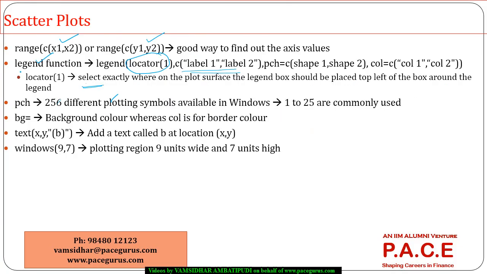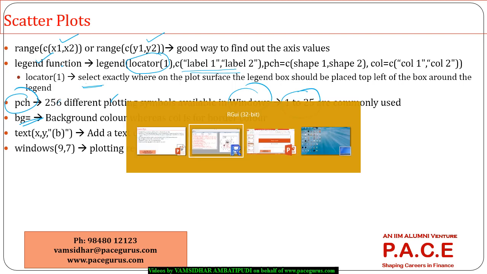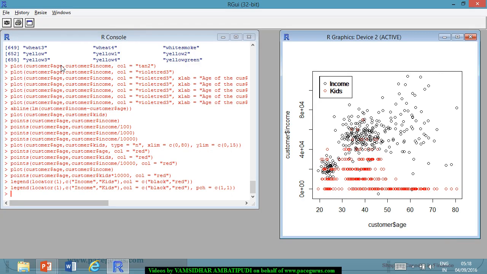So PCH, as I have already discussed, has 256 different plotting symbols available in Windows. Numbers 1 to 25 are commonly used. You can very well play around with them. If I am setting BG equal to, then I am actually putting a background color within my plot.